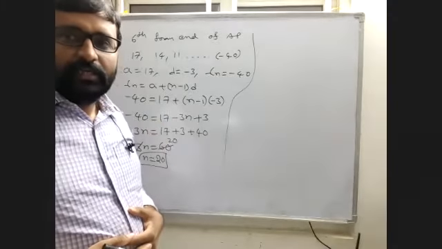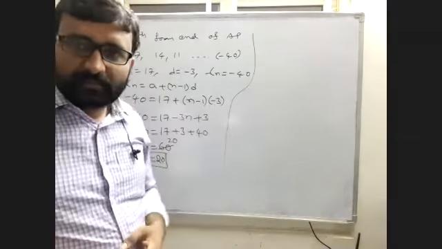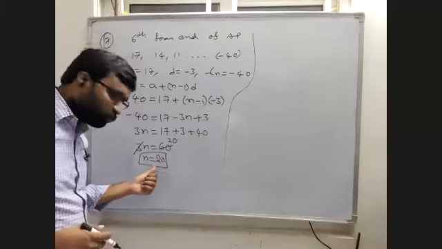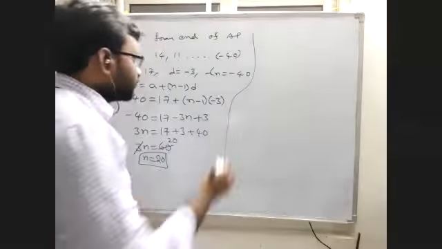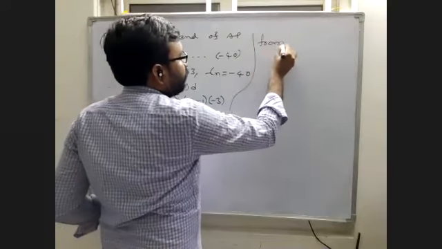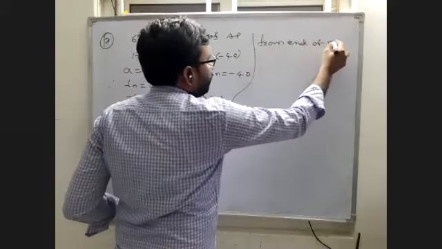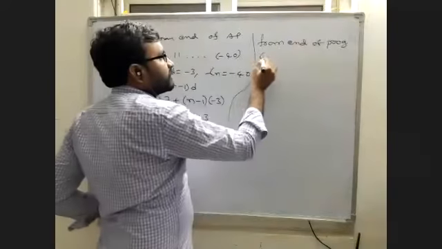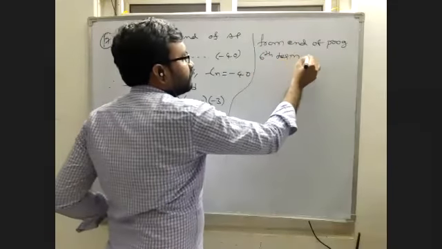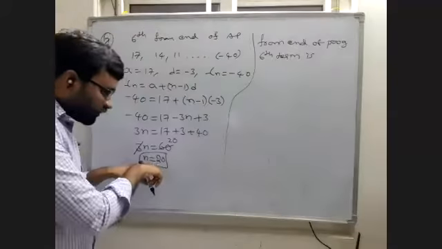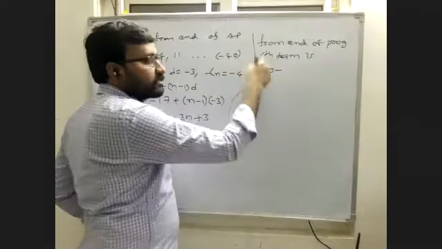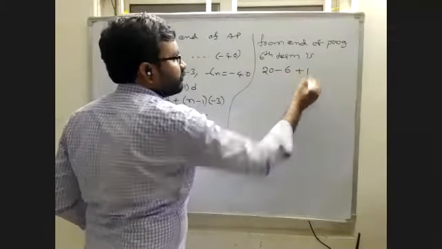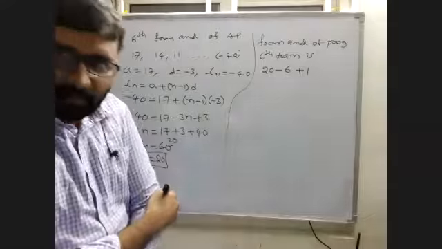I told you, when he is asking from the end onwards some number term, we have to subtract it from the total number of terms and add plus 1. I told you already. I am writing clearly here: from the end of the progression, the sixth term is total number of terms minus the sixth term plus 1. I gave you an example also in the previous class.